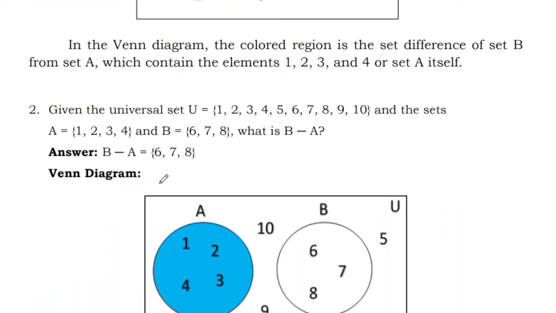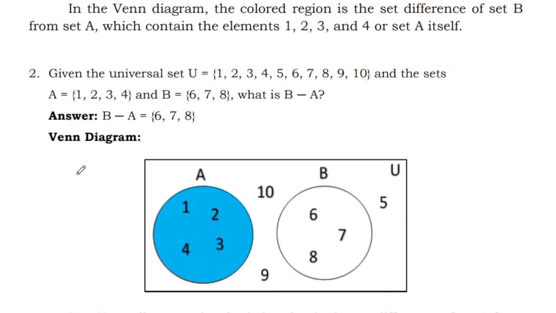Okay. Next is we have B minus A. Considering this one, B minus A. Since it is disjoint, the answer is 6, 7, and 8. So the shaded is this one, not this one. Okay, by the way, I have another follow-up question.